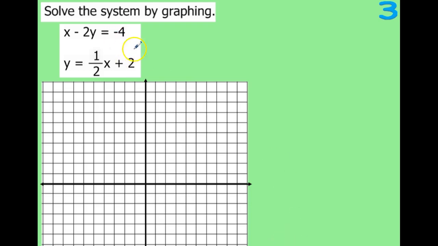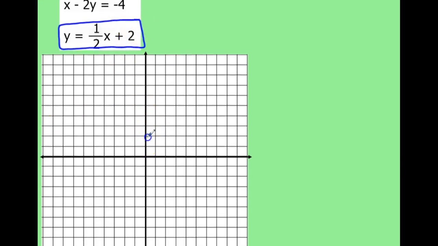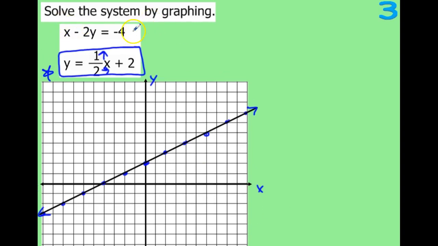Here's the next one. I was nice to you, and this one is already solved, so we can graph that one right away. I'm going to start at up 2. And my slope is rise over run, up 1 and over 2. For the opposite, down 1, 2 to the left to create the other half of our graph. So I'm going to draw my line through that first graph. So that's this one.